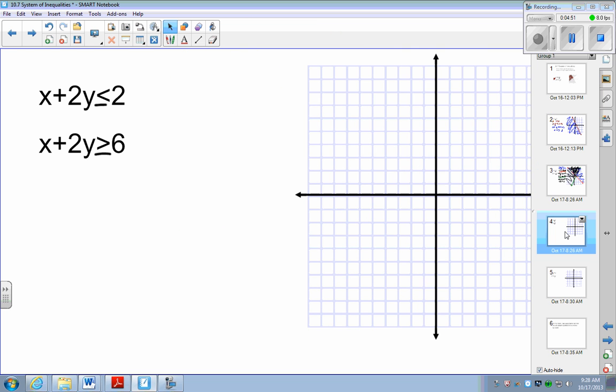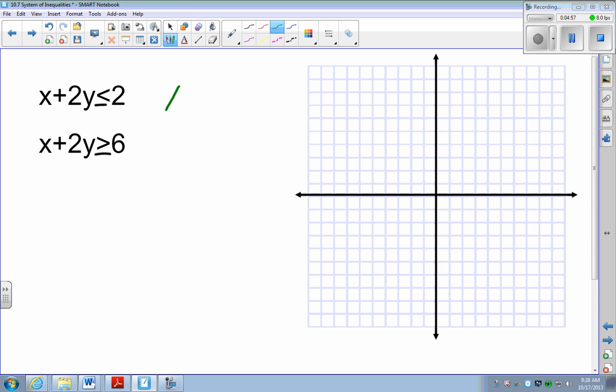Let's look at one more system, and then we'll move on to something that's not linear. Okay. Get y by itself. We do that, and we'll have y is less than or equal to negative 1 half x plus 1, and y is greater than or equal to negative 1 half x plus 3. Notice that these slopes are the same, so these lines are going to be parallel. That's going to help us in a second.